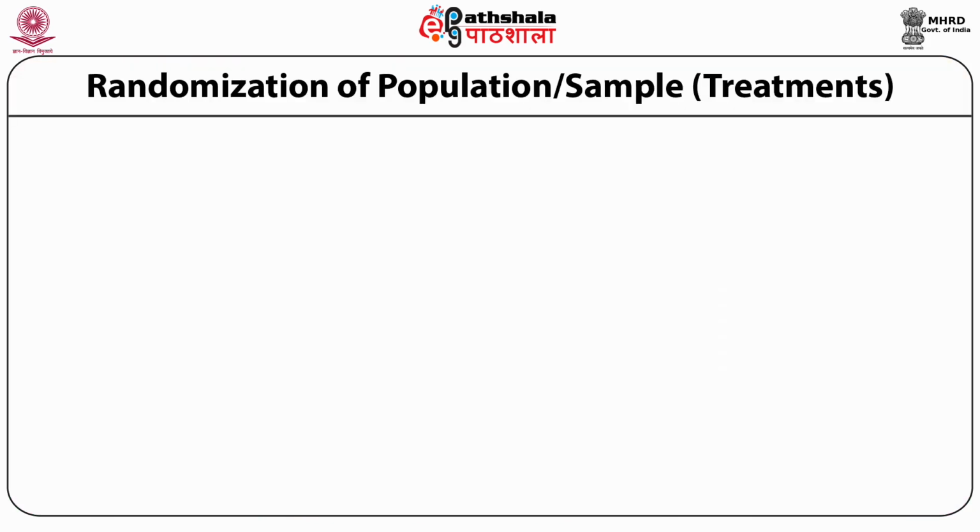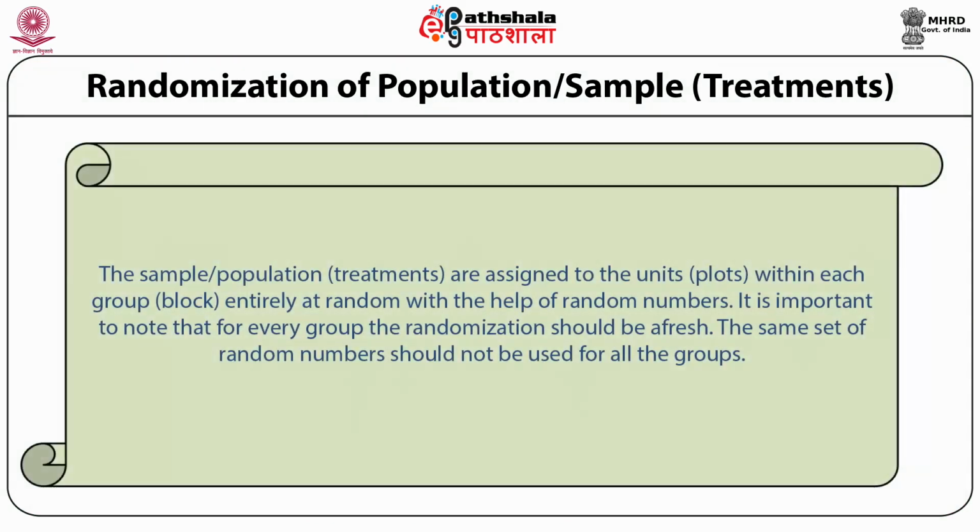When we talk about the randomization of treatments, the treatments are assigned to the units or the plots within each group, and that group is a block, entirely at random with the help of random numbers. It is important to note that for every group the randomization should be fresh, and the same set of random numbers should not be used for all the groups. A different set of random numbers is to be used for different groups.